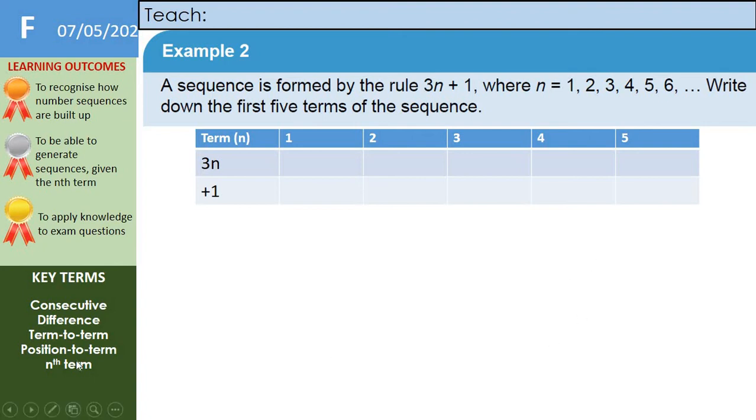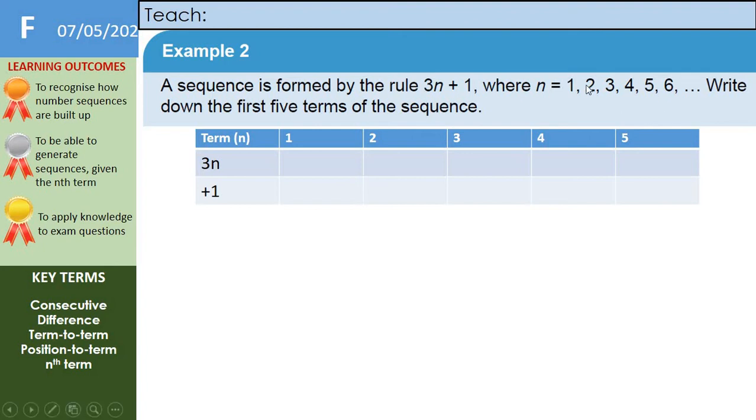But the nth term rule, this thing here, is just an example of this, and it's just basic algebra and basic substitution. So instead of being given a sequence already, you're asked to produce the sequence based on this rule. And that's the rule for this particular sequence. The rule's going to be different, okay? So a sequence is formed by the rule 3n plus 1.